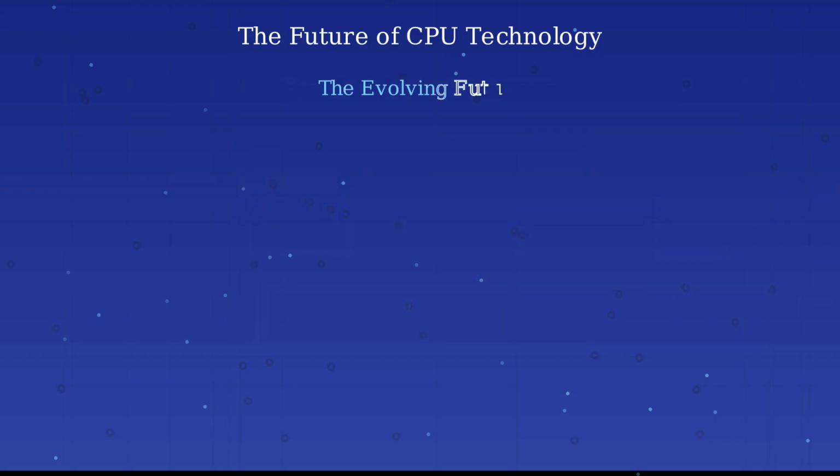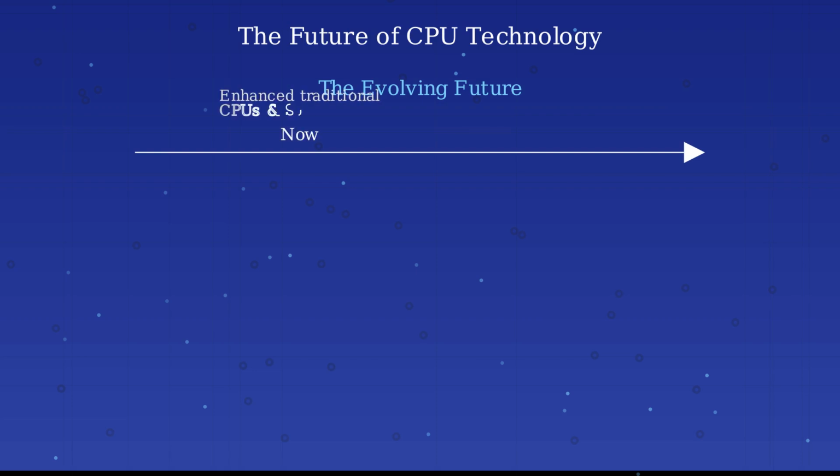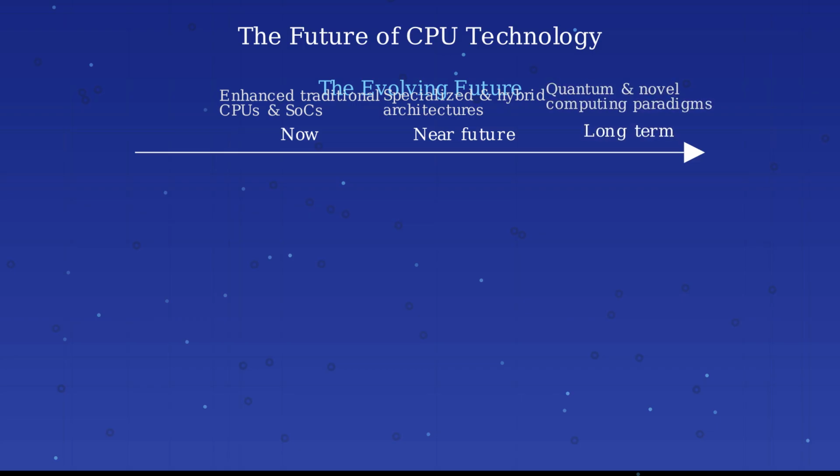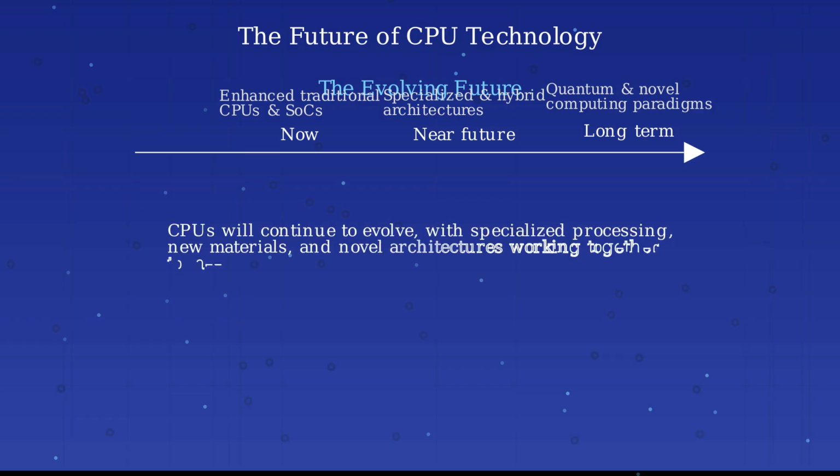As we look to the future, CPU technology will continue to evolve along multiple paths. In the present, we see enhanced traditional CPUs and system-on-chip designs pushing current technology to its limits. The near future will bring increasingly specialized and hybrid architectures optimized for specific computing tasks. In the longer term, quantum computing and entirely new computing paradigms may revolutionize how we process information. As our computational demands continue to grow, CPU technology will adapt through specialization, new materials, and novel architectures to meet these challenges, ensuring the continued advancement of computing capabilities.